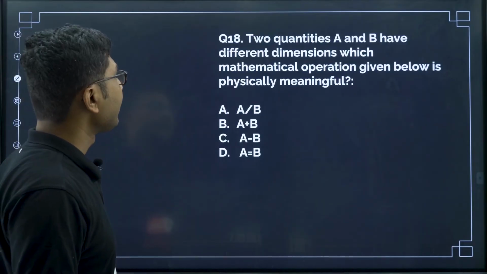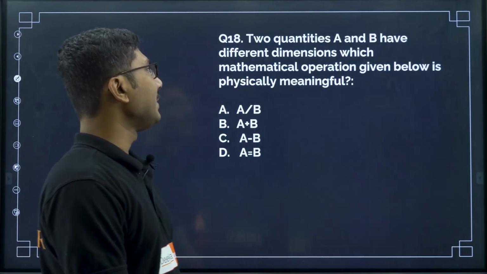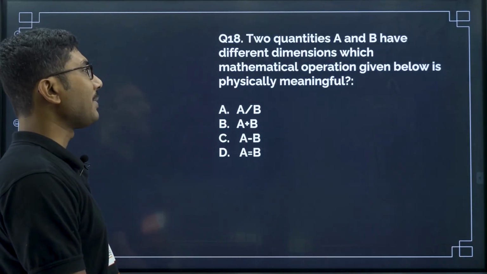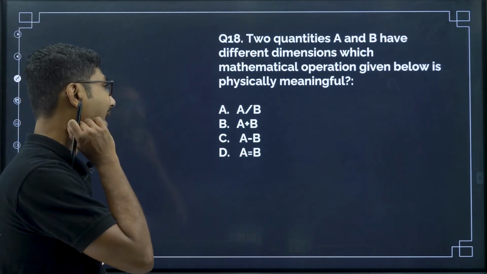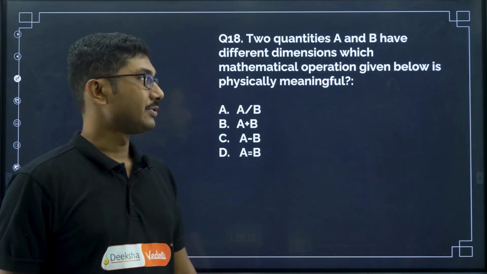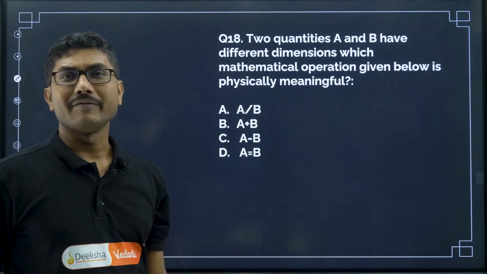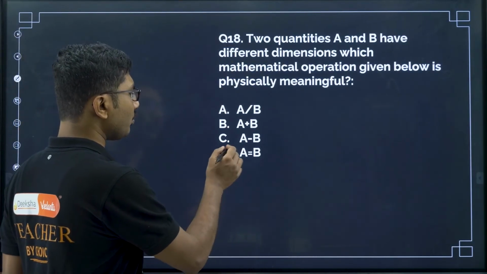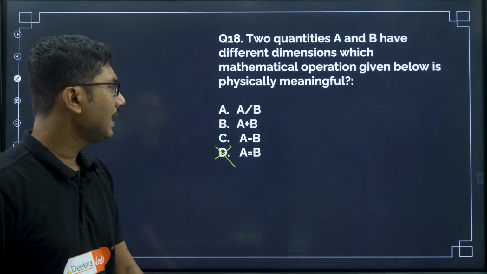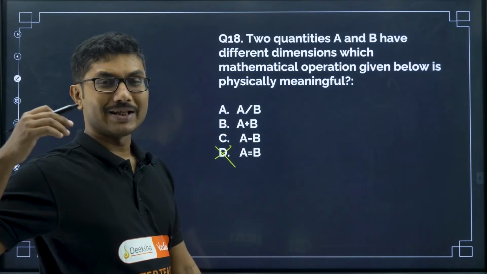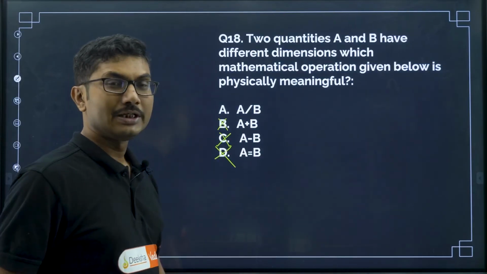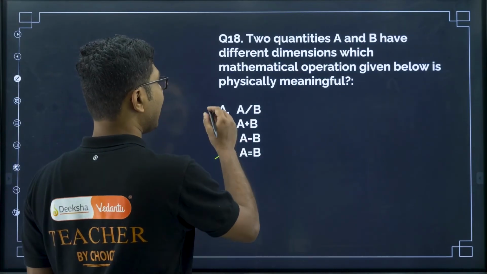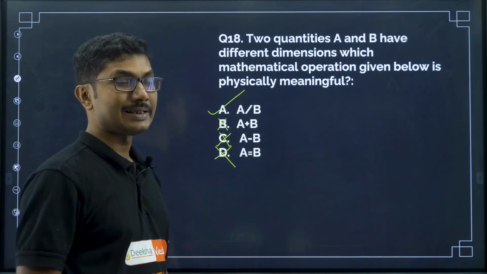Now next question. Two quantities A and B have different dimensions. Which mathematical operation given below is physically meaningful? Okay, A and B have different dimensions, so A equals B is not possible, right? Since they have different dimensions, you cannot add them, you cannot subtract them. So these two are also not meaningful. So the only correct answer is A by B.